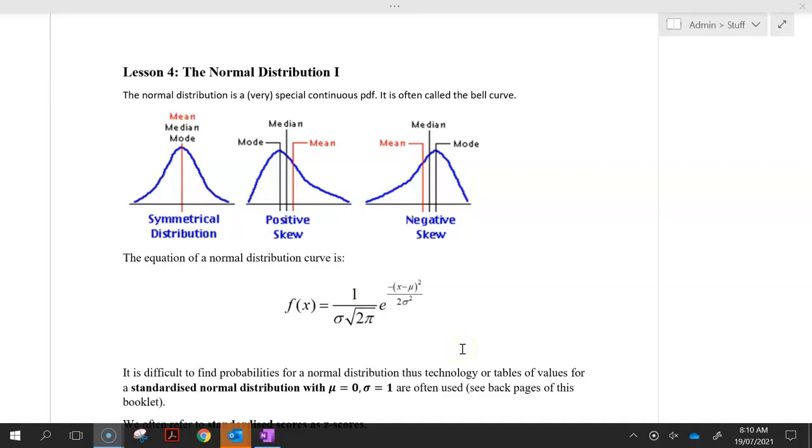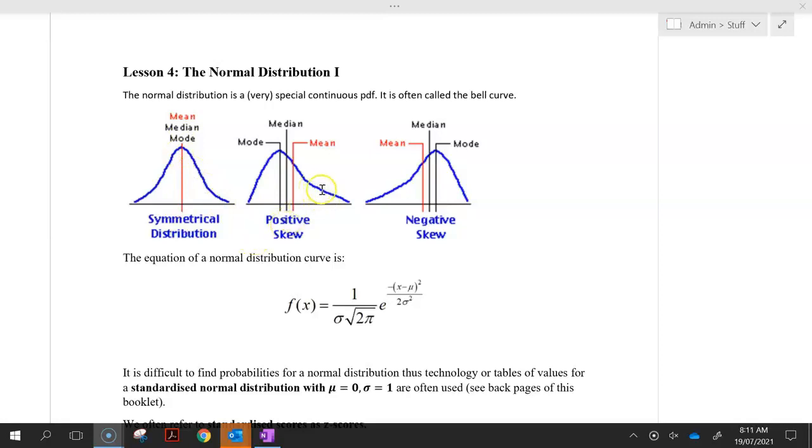In this lesson, we're going to start to look at the normal distribution. Now, the normal distribution is a continuous probability density function. It's often called the bell curve because of its bell shape. So here we have an example of what could be a normal distribution. You'll notice it's symmetrical and the mean, median, mode all occur at the same point.